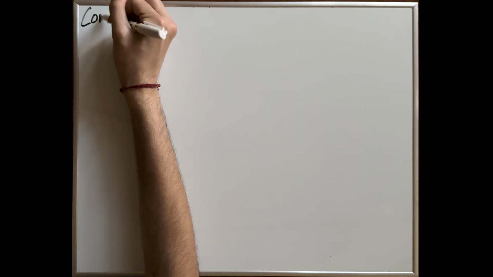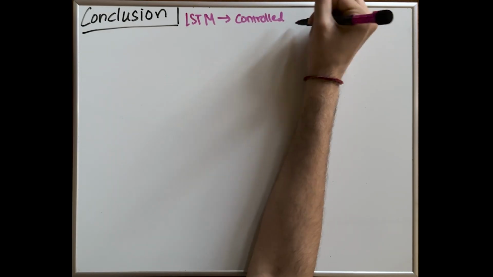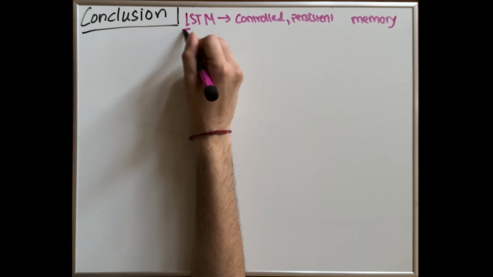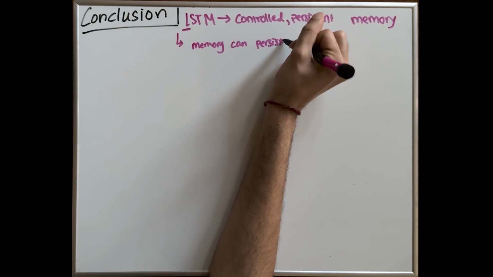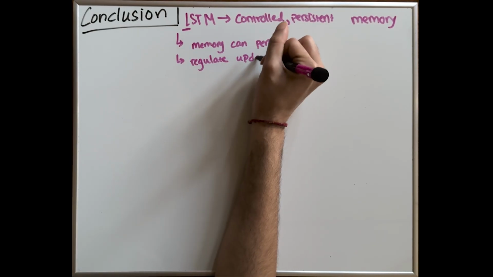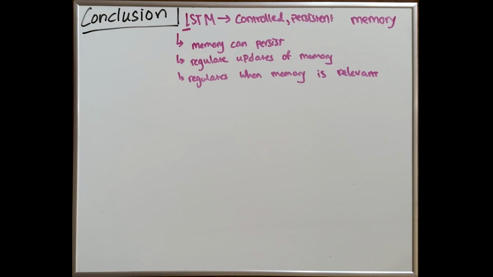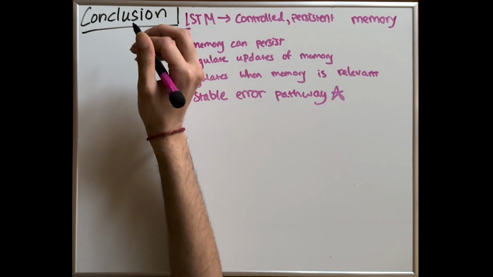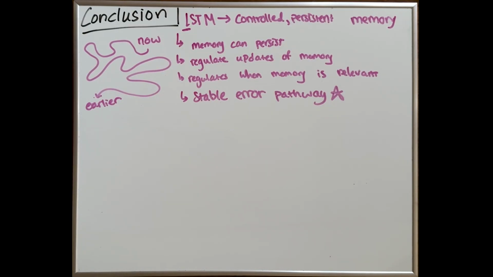So, what did LSTMs actually add to the story of AI architecture? Neural networks already had memory, at least in principle. LSTMs introduced controlled persistent memory, hence the name long short-term memory. LSTMs create a place where memory can persist. The architecture regulates when information is updated, and it regulates when that information matters for the current computation. And, because the pathway for this information is stable, it becomes much easier for learning to connect something happening now with something that happened much earlier.